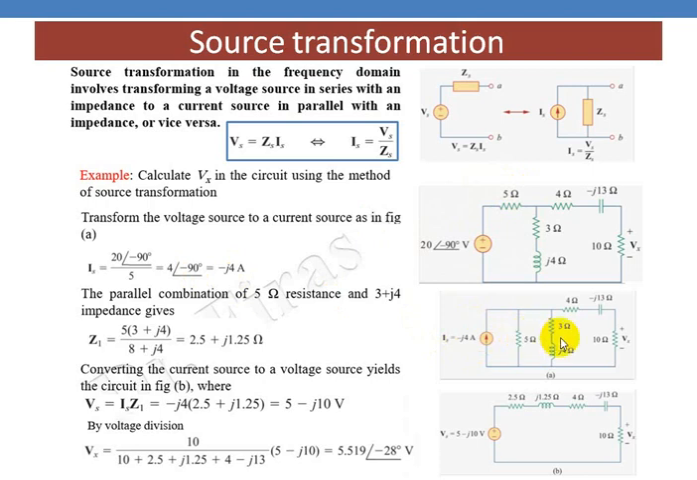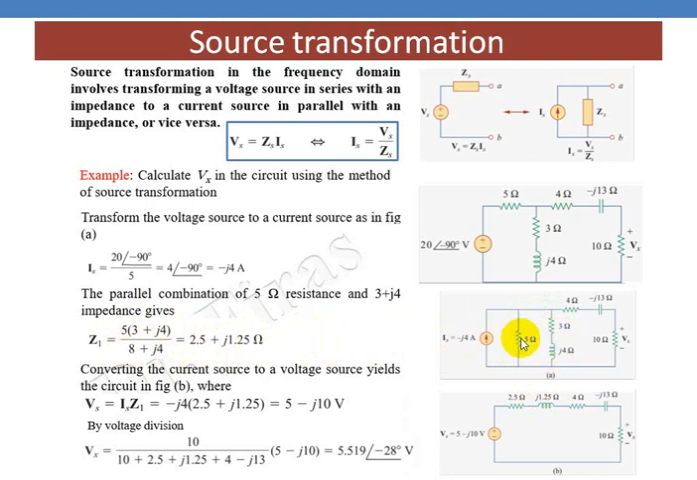Now these two impedances are in parallel. So you can reduce this to a single impedance. I am calling that impedance Z1. That is 5 into this branch, 3 plus j4, divided by 5 plus 3 plus j4, that is 8 plus j4. So this comes to be around 2.5 plus j1.25 ohms. So this is the equivalent impedance of these two parallel impedances.